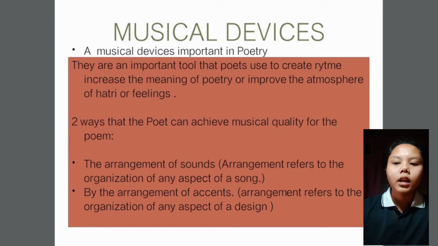There are two ways that the poet can achieve musical quality for the poem. For the first, the arrangement of sound. It means arrangement refers to the organization of any aspect of a song. And the second, the arrangement of accent. It means arrangement refers to the organization of any aspect of a design.